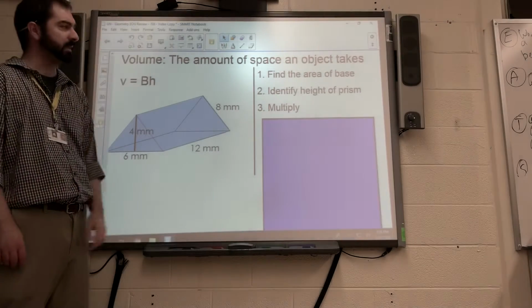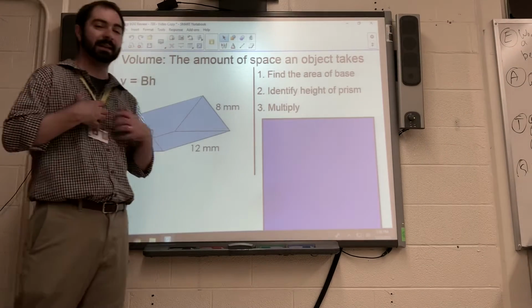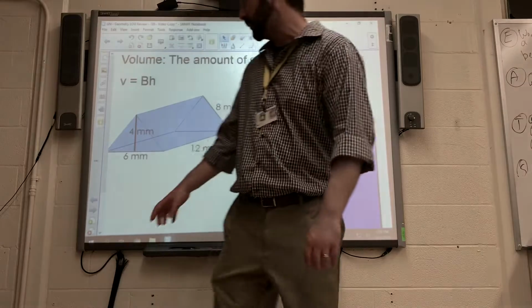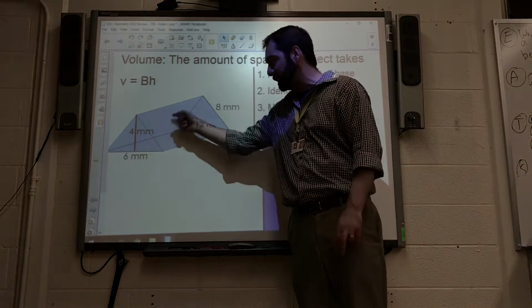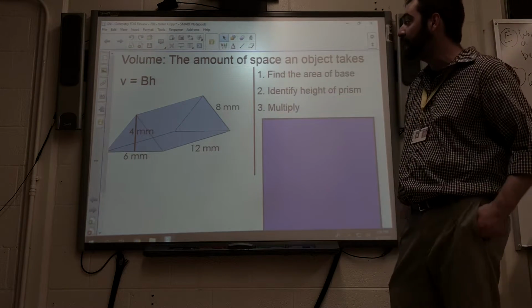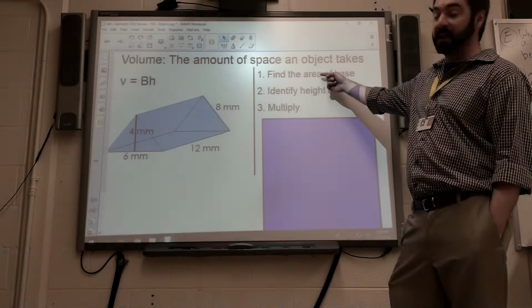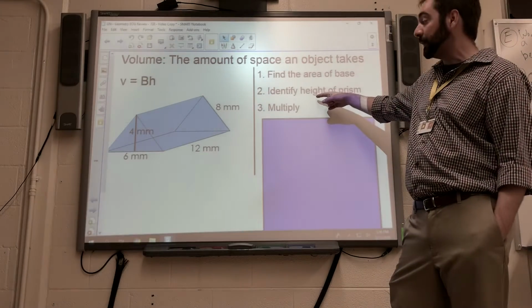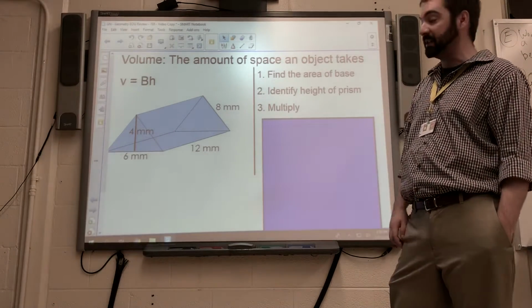All right, volume. First thing we're gonna take care of today. The amount of space on the inside of a 3-dimensional prism. So we're trying to see how much space is in the middle of this triangular prism. Couple of things. We need to find the area of the base, identify the height of the prism, and then we multiply those things together.